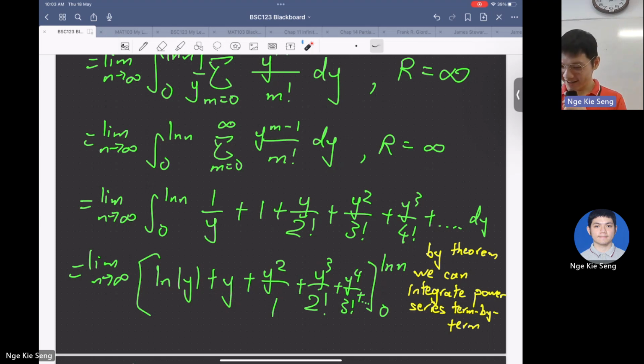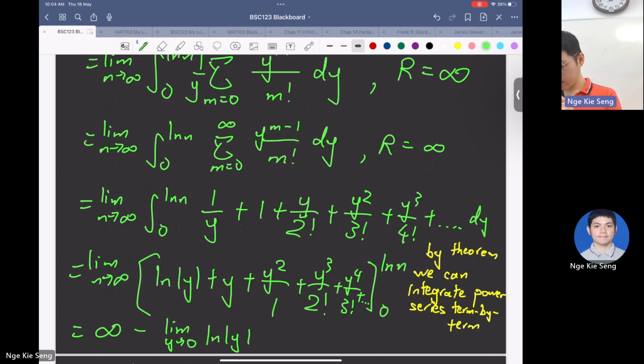Okay, so you get infinity minus the limit of, sorry, I should say limit y to 0 of ln y, which is limit infinity minus infinity, which is, okay.